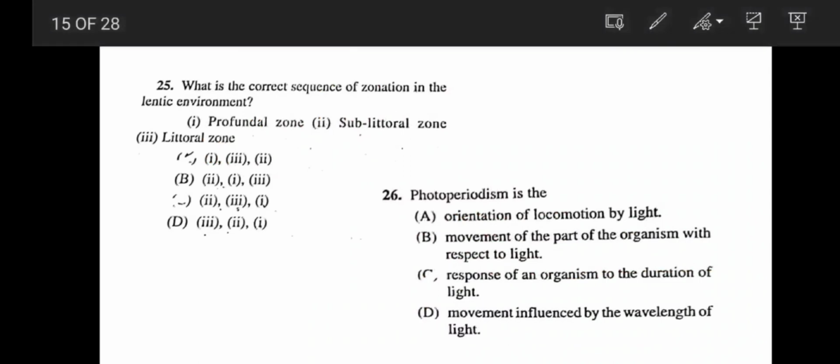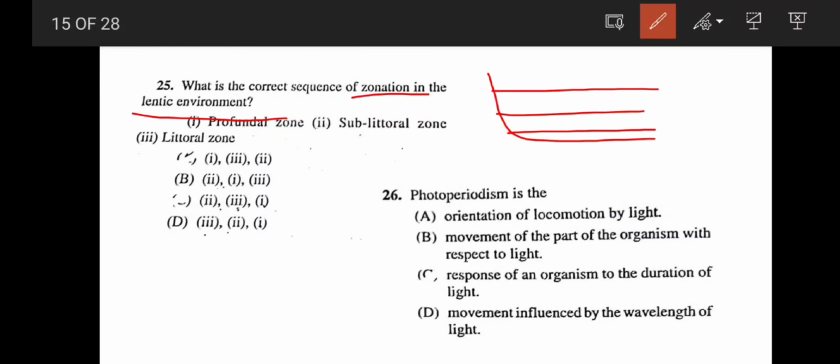Next, which is the correct sequence of zonation in the lentic environment? In the lentic environment, we can see that at the bottom level, we can find the profundal zone or aphotic zone, then the sublittoral zone, and at the top level, the littoral zone. So obviously, the answer will be 3, 2, 1, option D.